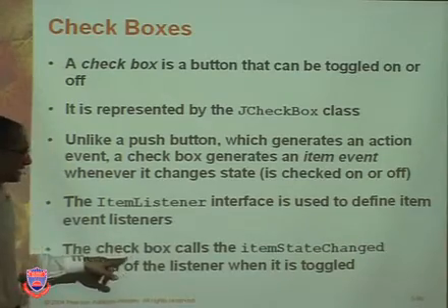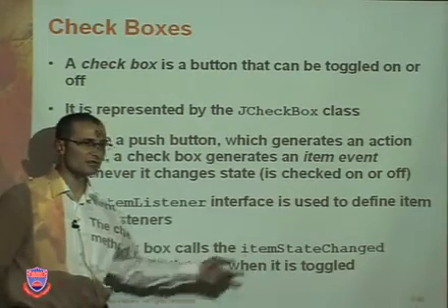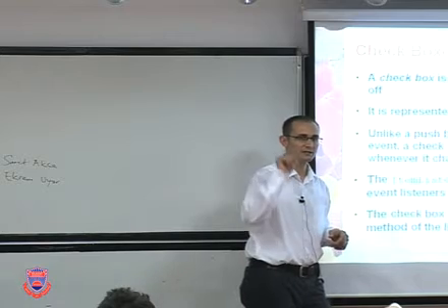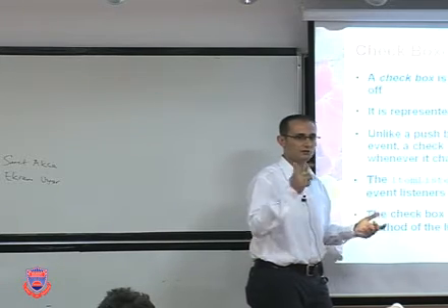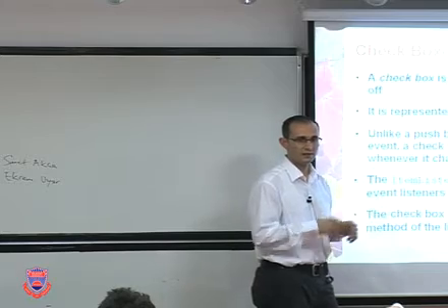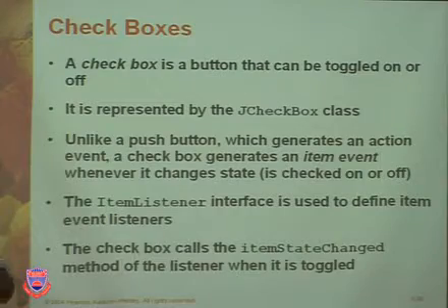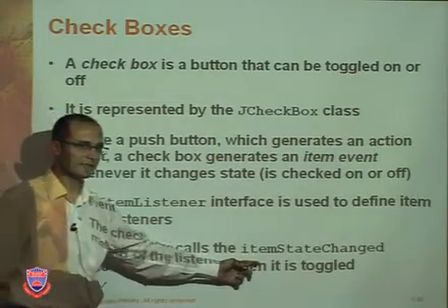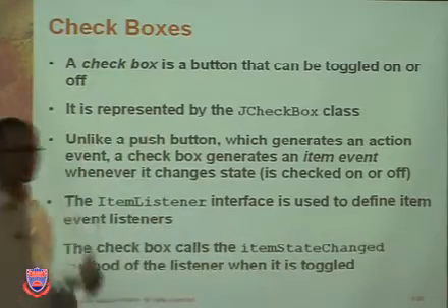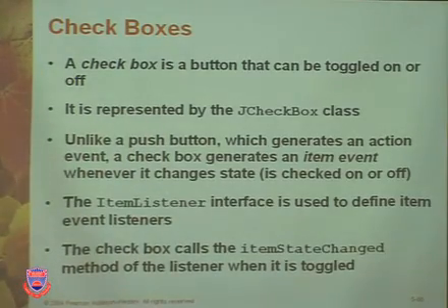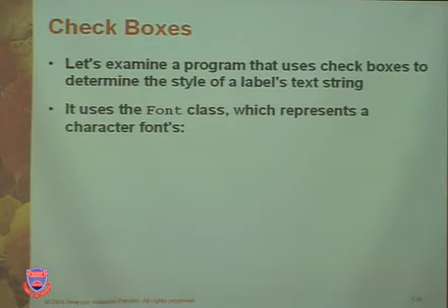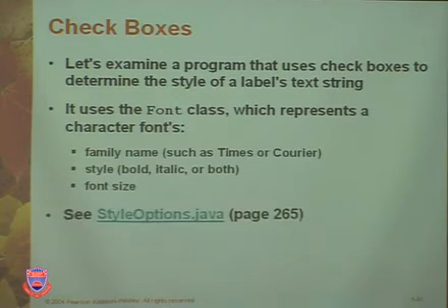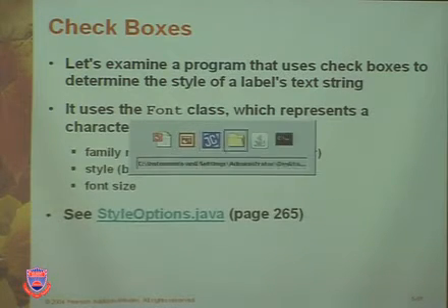And in a checkbox, you have itemStateChanged. Which means if the user selected a certain option and then he or she switches to another option among those checkbox options, then it is going to activate this event. Item state will be changed, which means you can do a certain task based on that event. We will see shortly. So StyleOptions.java is an example.